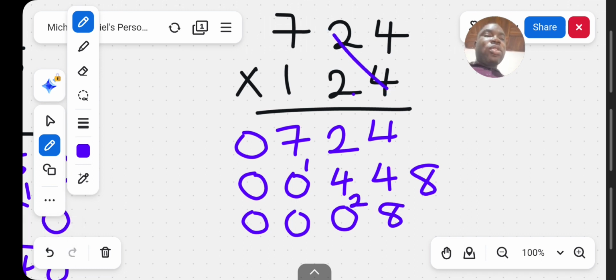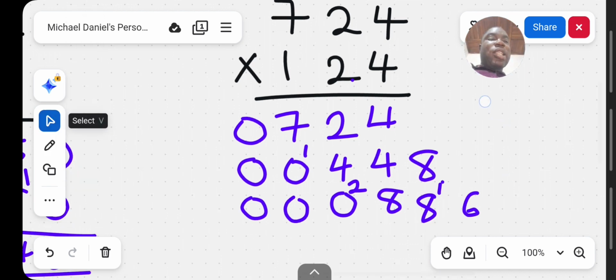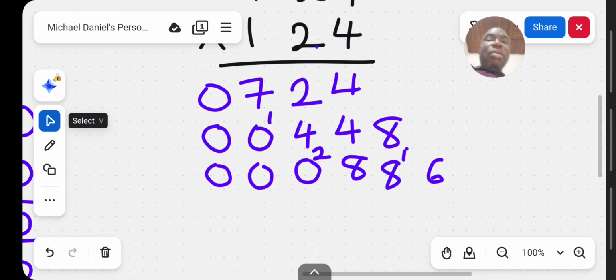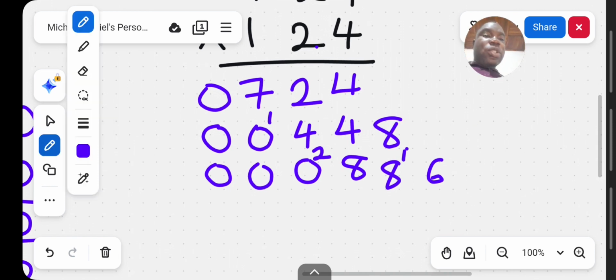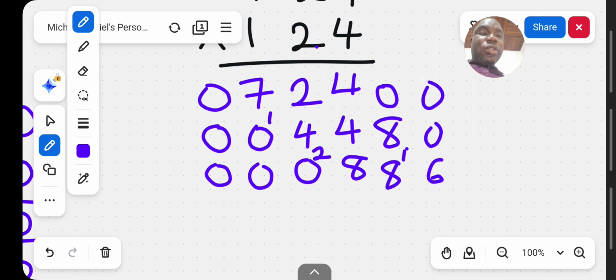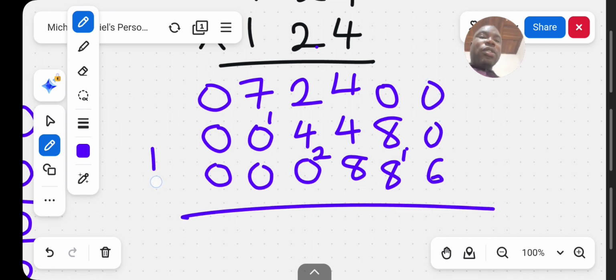Then 4 times 2. 4 times 2 is 8. Then finally, 4 times 4. 4 times 4 is 16. How do you write 16? 1 here and 6. So we are done writing all this. And the next thing is for us to add. Remember what I told you? You can always put zeros in the empty spaces. So you have 0 here, 0 here, and then 0 here. Okay, so it's time for us to add.